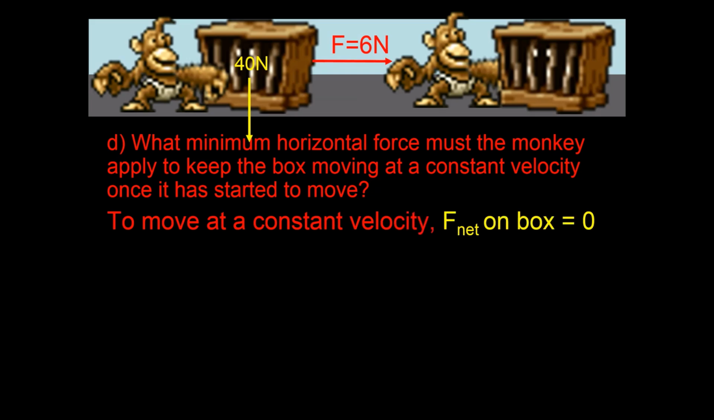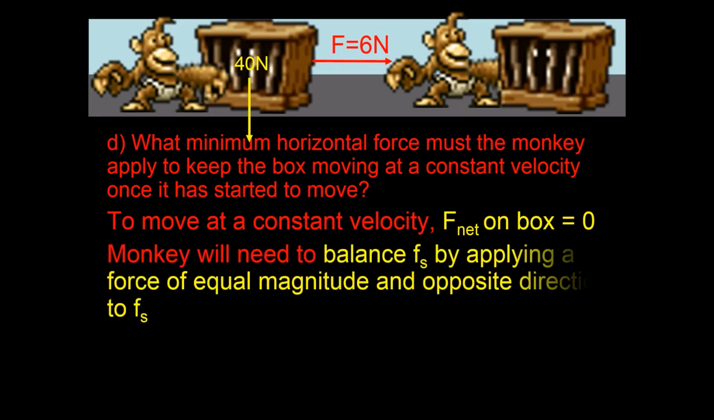So to move at constant velocity, the net forces on the box have to equal 0. And remember, that does not mean that the box necessarily is standing still if net force is equal to 0. If net force is equal to 0, by F equals ma, acceleration is equal to 0. So velocity is constant. So what the monkey needs to do is balance the force of static friction by applying a force of equal magnitude opposite to the direction of Fs. And what this really means is, at what point does the applied force equal Fk?